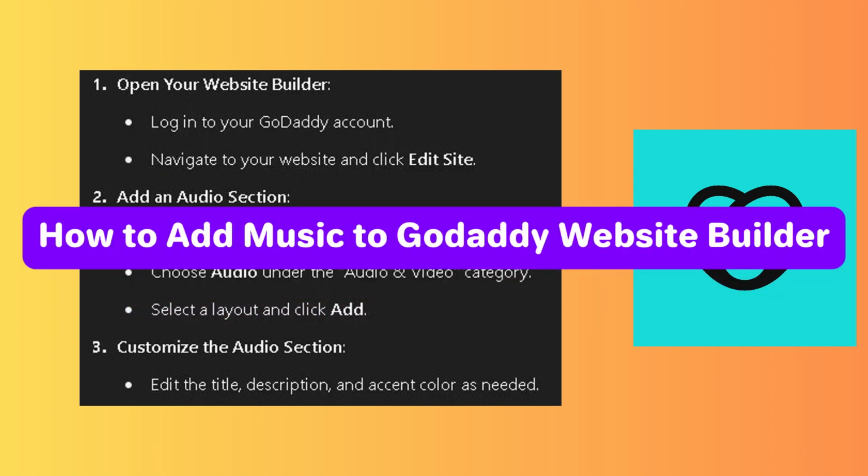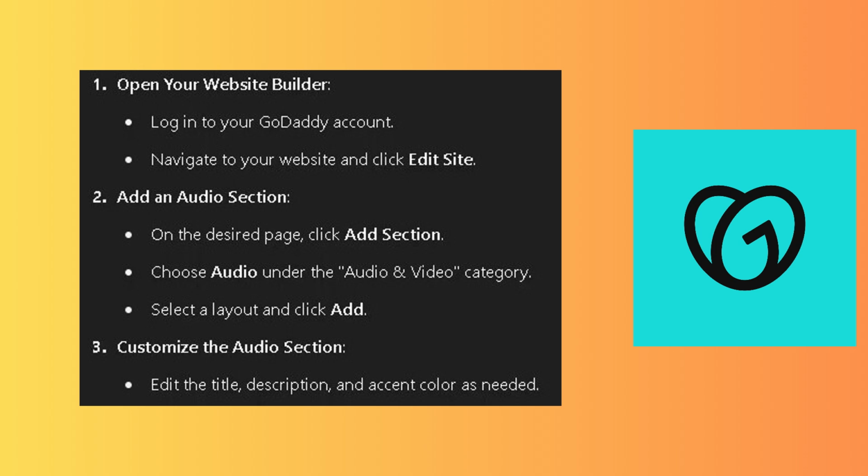In this video, you will learn how to add music to your GoDaddy website builder. First, open your website builder, log into your GoDaddy account using your credentials, then navigate to your website and click Edit Site. Then, add an audio section.